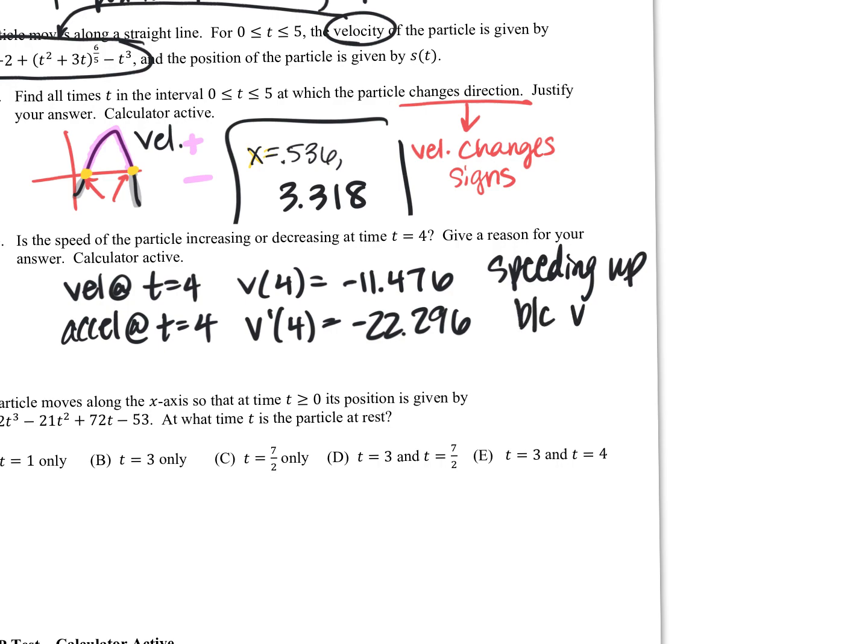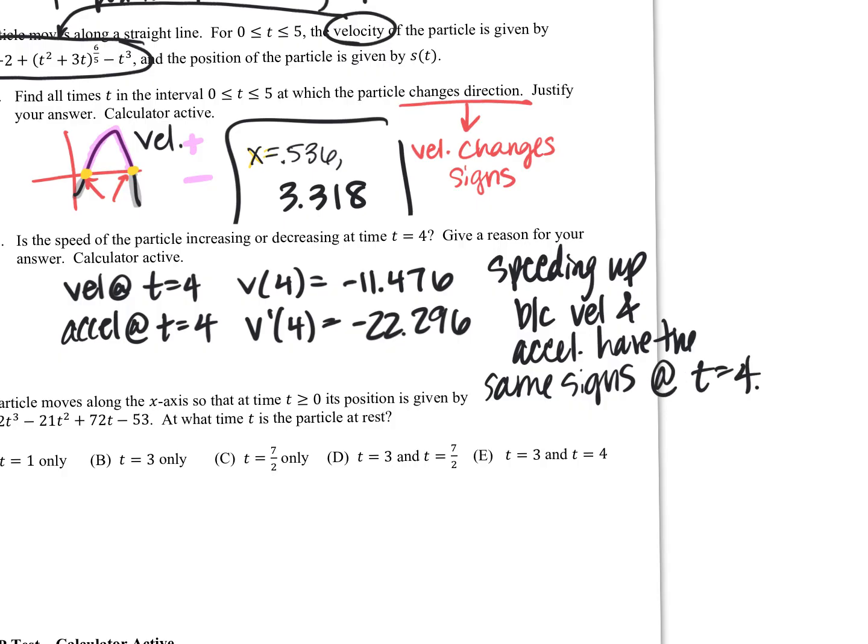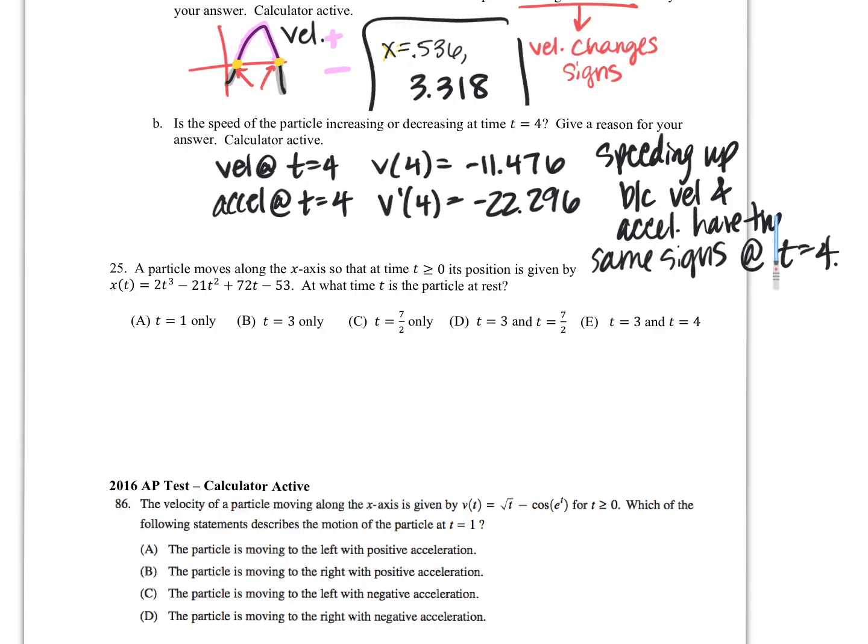So we're going to say speeding up because velocity and acceleration have the same sign at t is 4. If we don't say t is 4, we aren't getting the point. This is the reason they'd need for that, right? So Thomas, you knew that right away. You're like, dude, I know it's speeding up, but we have to do this kind of explanation.